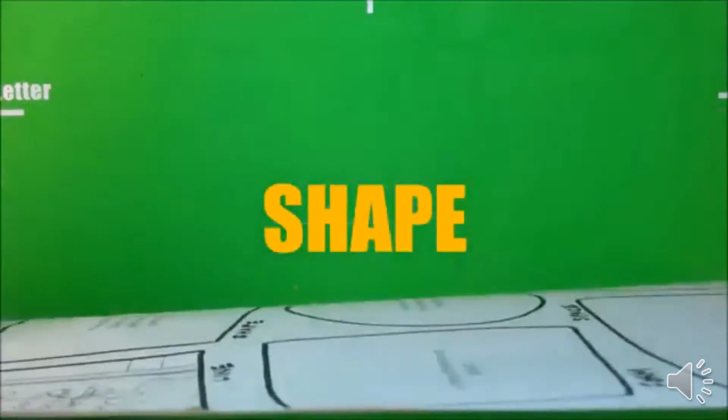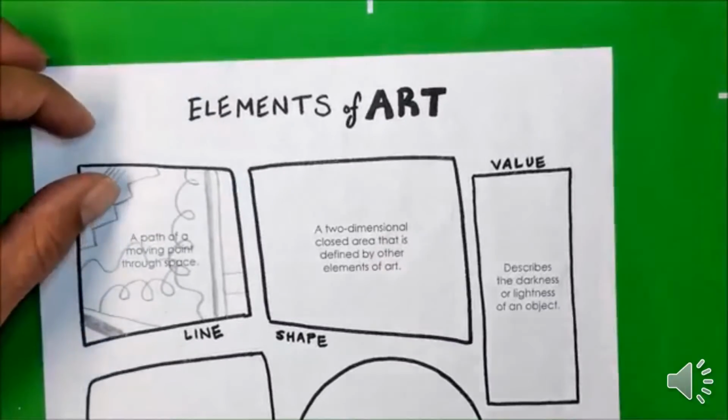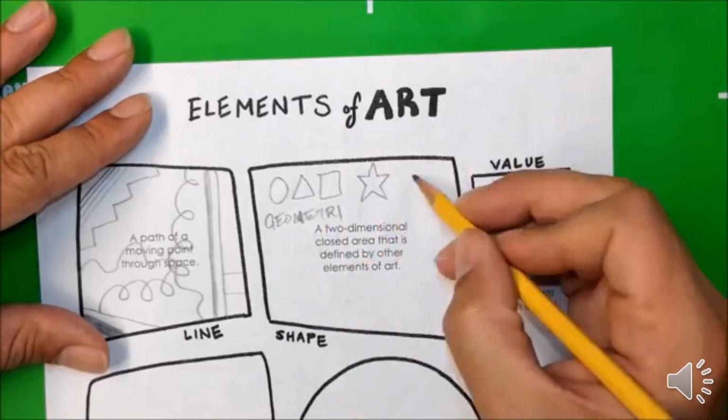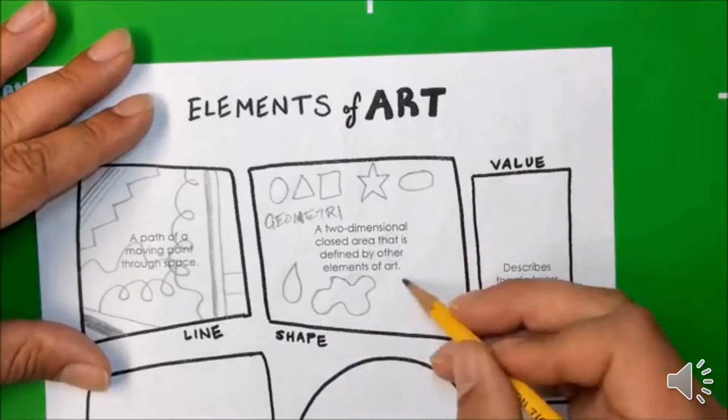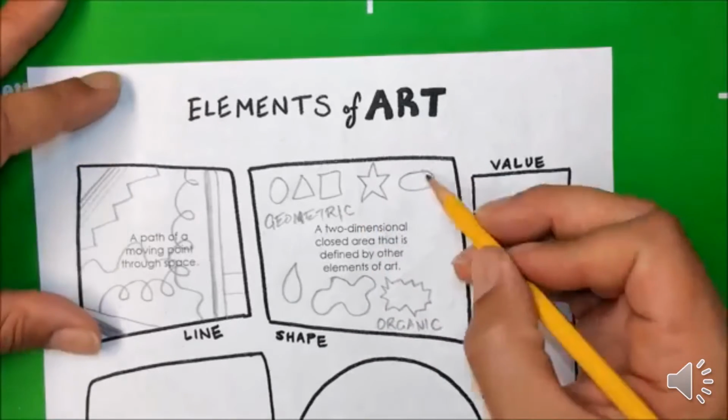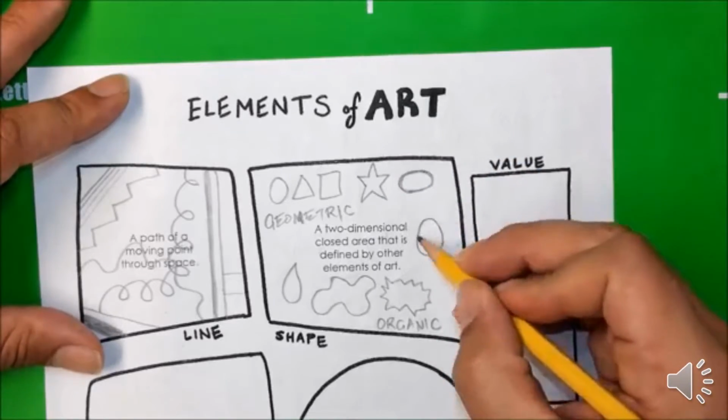A two-dimensional, 2 dimensions is flat, flatter than even this piece of paper, closed area that is defined by other elements of art. Circles, triangles, squares, these are geometric, mathematically defined shapes. Teardrops, lakes, these are all organic shapes we might find in nature. Either way, a shape is not simply a line, it is a closed space.